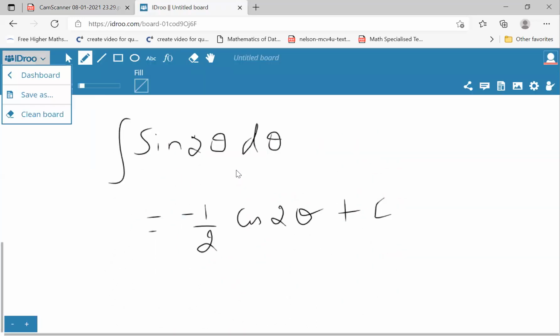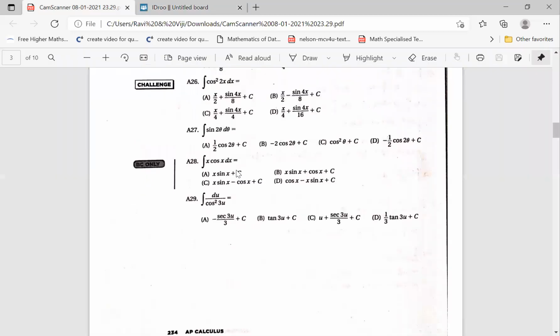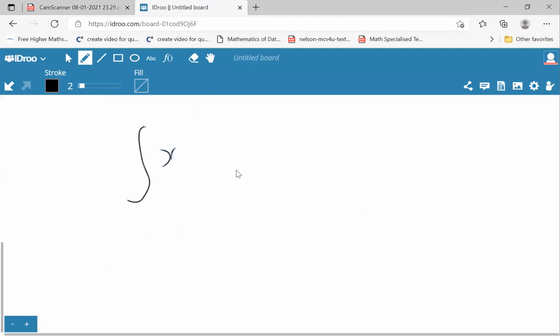Okay. Now coming to the 28th one, integration of x cos x dx. This can be done by UV, integration by parts. We have to choose U and V according to the ILATE rule.